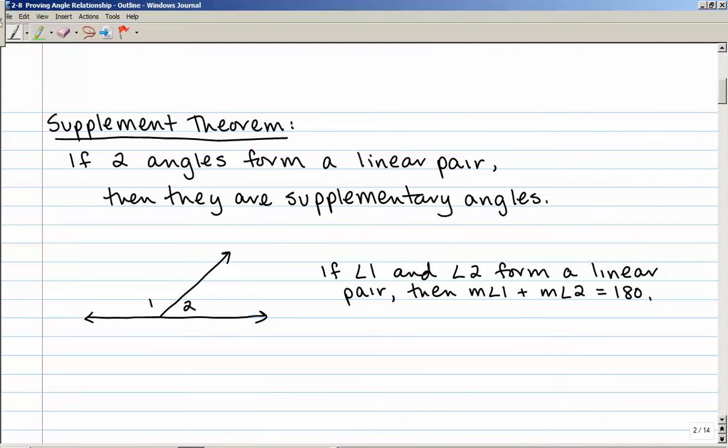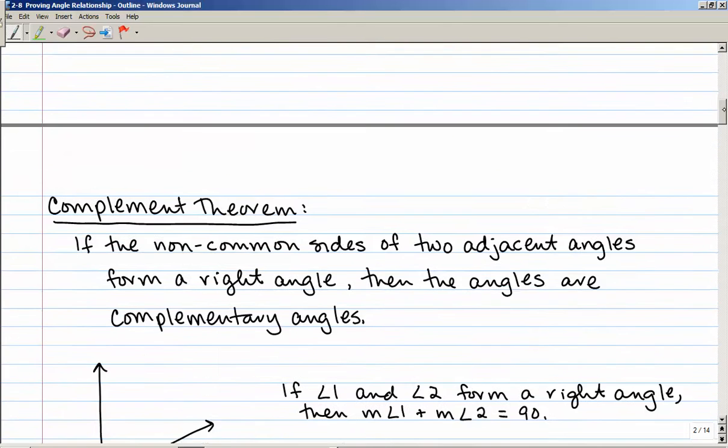This is the supplement theorem. If two angles form a linear pair, then they are supplementary angles. So angles 1 and 2 form a linear pair because they're basically a straight line with a ray coming out of it. If they form a linear pair, then the measure of angle 1 plus the measure of angle 2 is 180 degrees. That's the definition of supplementary, that the two angles add up to 180. But since they form a linear pair, the supplement theorem says they are supplementary angles.